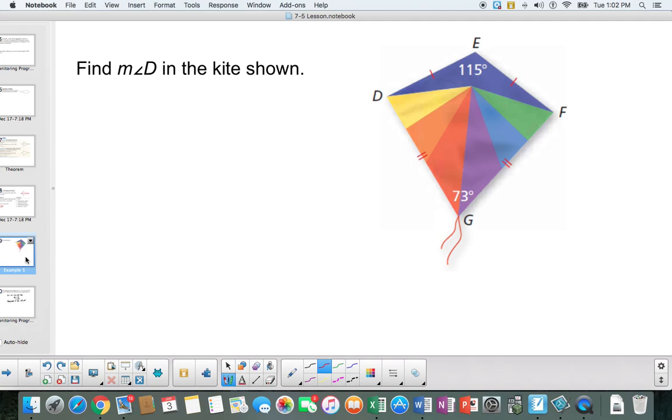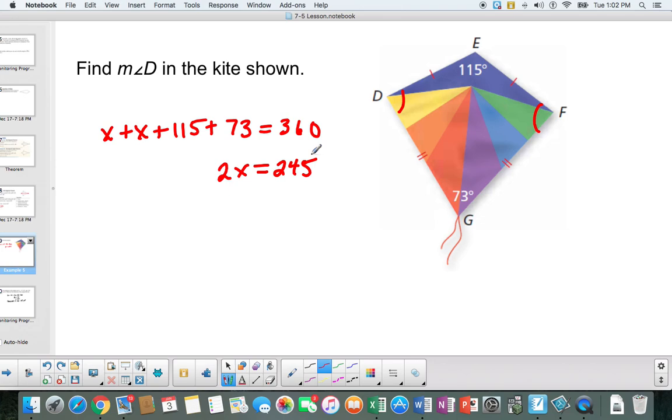Let's take a look at this kite and see if we can find angle D and angle F. Actually, angle D and angle F will be the same because in the kite, two of the angles are congruent. So we know x plus x plus 115 plus 73 have to equal 360, because it's a quadrilateral, they have to add up to that. So 360 take away 115 and 73, we're going to have 2x is equal to 245. Now we're going to divide by 2, and each of these angles will be 122.5 degrees.